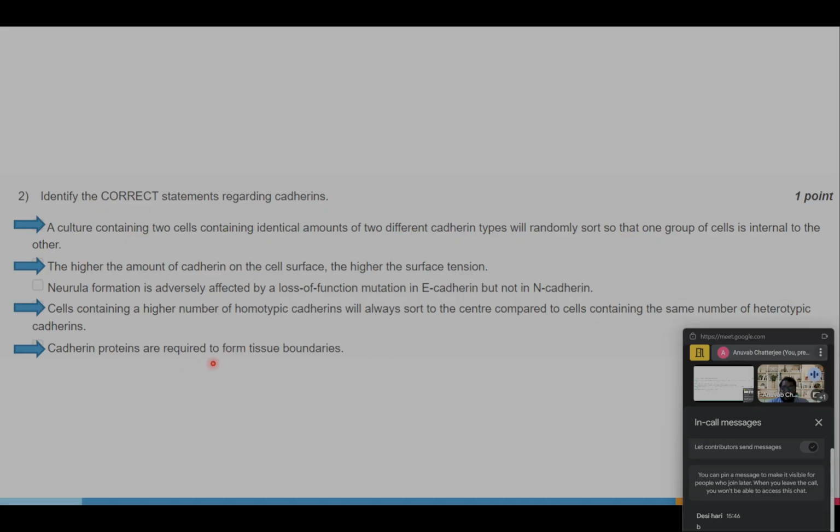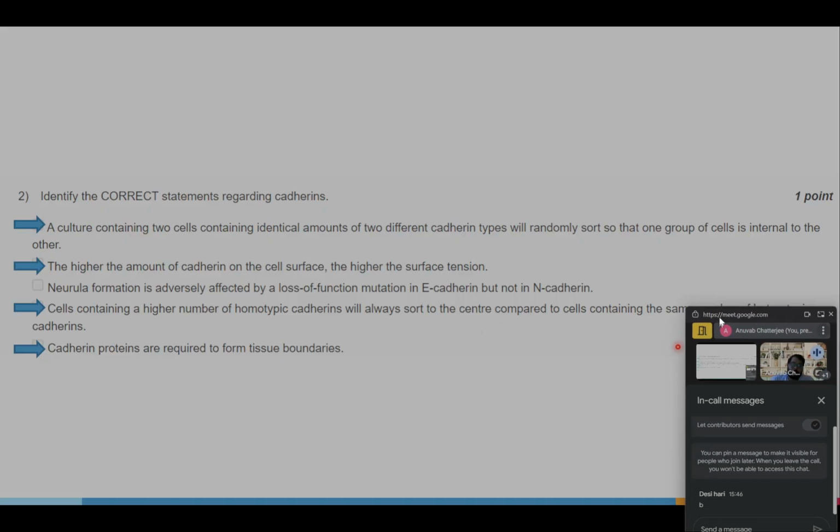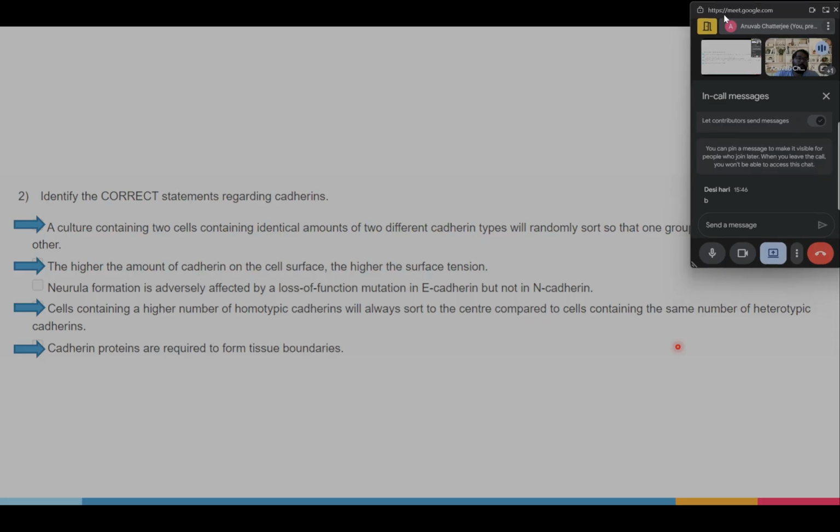And cadherin proteins are required to form tissue boundaries, which we saw from all of these examples. The cells sort themselves back into their original tissues, and we will see examples with the neural tube as well, in which you will recognize that specific tissues express specific types of cadherins so that they can attach to each other and form the entire tissue. That is how tissue boundaries are formed. So we have so many correct options. Hari actually told us that it is B. Yes, you were correct. B is the correct option, but there were also more. So any questions from this?